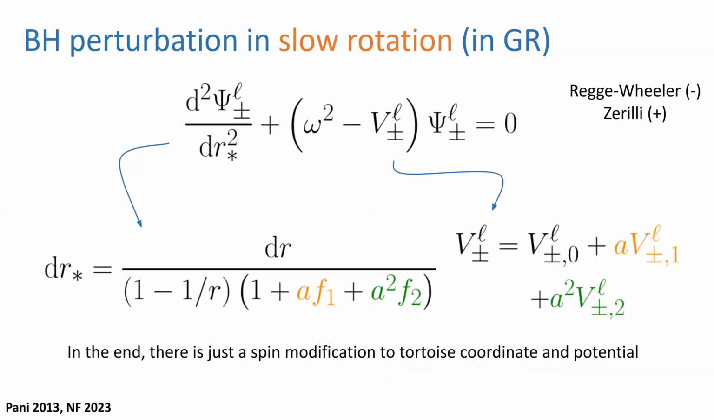Plugging it into the Einstein equations and doing the same steps done for the Regge-Wheeler and the Zerilli equations gives rise to two Regge-Wheeler and Zerilli-like equations, but with corrections in the potential. There will be first order and second order in the spin corrections to both potentials, assuming also a correction in the tortoise coordinate that is defined here.